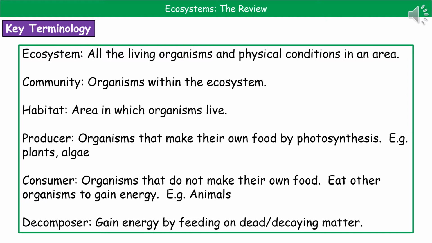A producer is an organism that makes their food through photosynthesis, so things like plants, whereas a consumer is an organism that doesn't make their own food, so they've got to eat other organisms to gain energy. And finally, a decomposer gains its energy by feeding on dead or decaying matter.